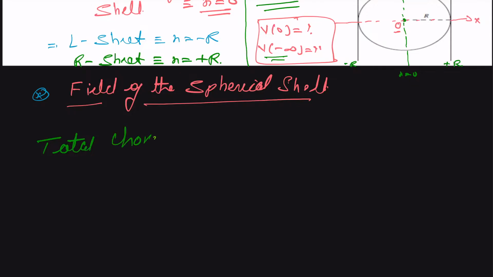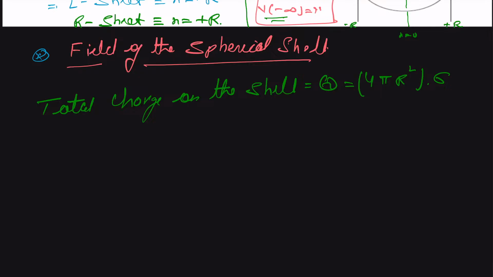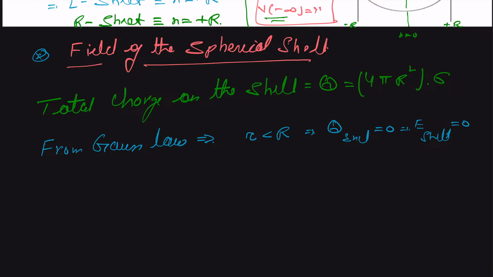So the total charge on the shell, let us suppose Q, will be equal to 4 pi r square times the charge density. And then in order to find out the electric field, we can use Gauss law. If we take a Gaussian surface of radius small r, which is less than the radius of our shell, then the charge enclosed will be equal to 0. Therefore, the electric field of our shell for the first condition is equal to 0.